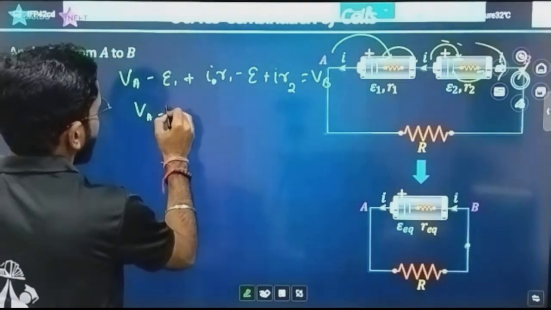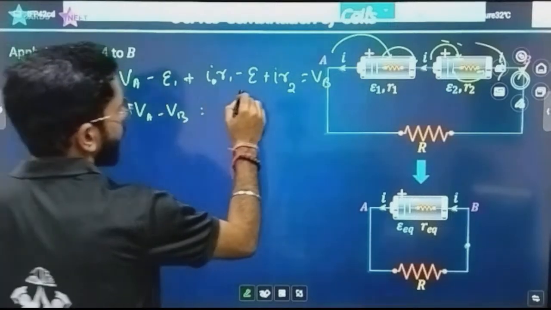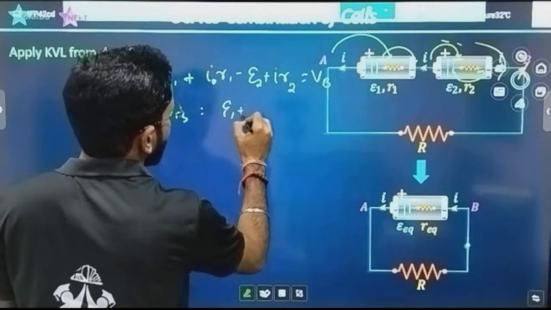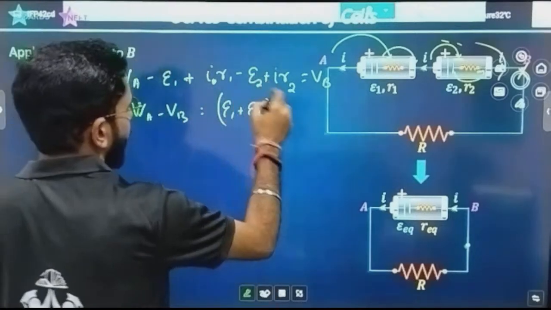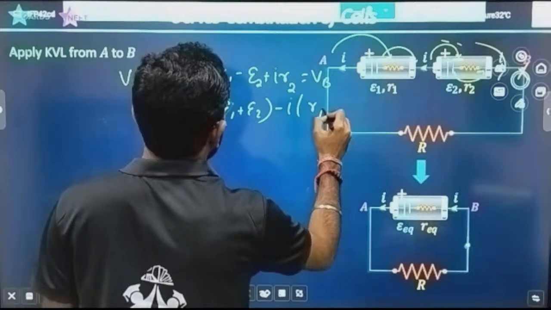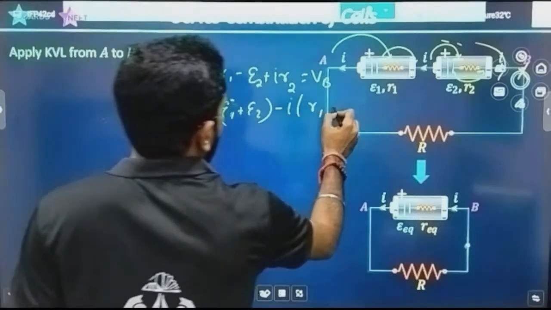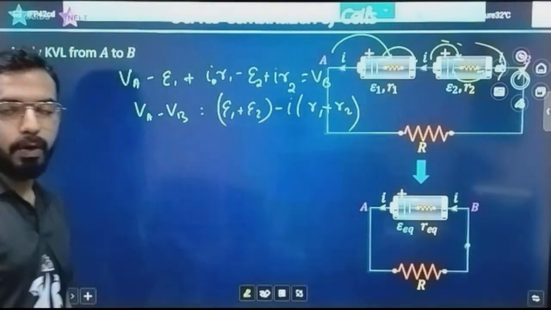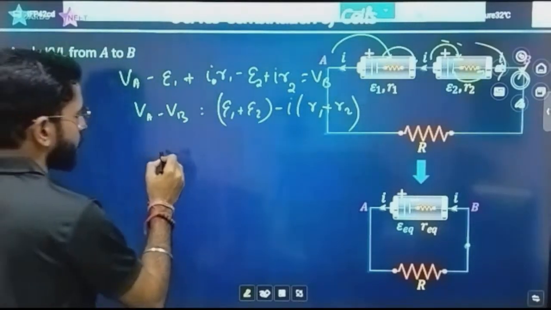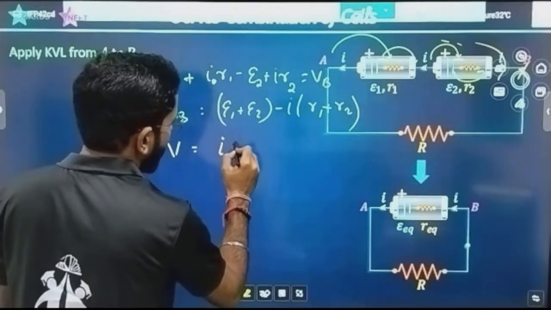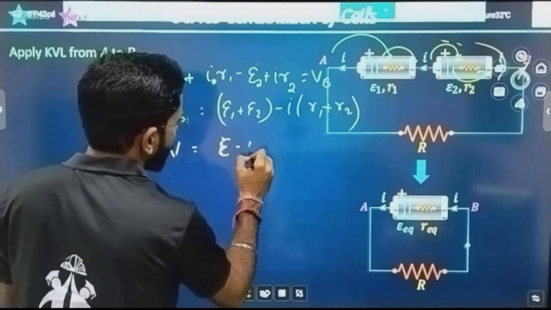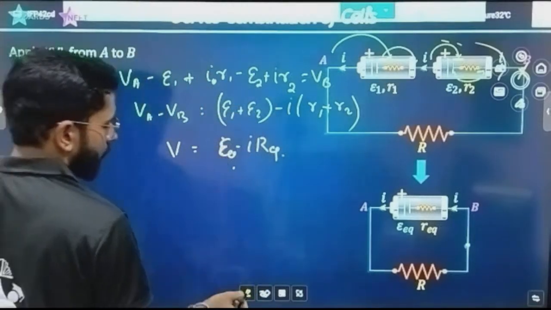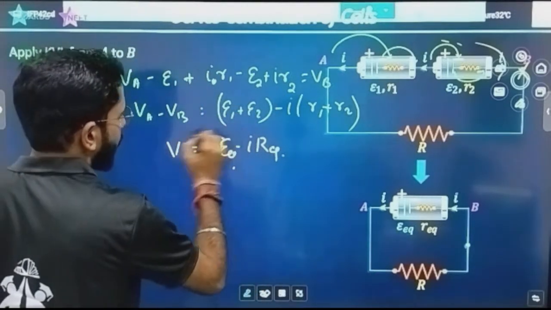Now VA minus VB is equal to E1 plus E2 in bracket, changing the side, minus I R1, minus taking R1 plus R2 common. Now if you compare, you remember the general relation I told you about the potential and the EMF. The general relation was V is equal to E minus I into R, that is, E equivalent minus I into R equivalent. If you compare these two equations, you get a very good relation.